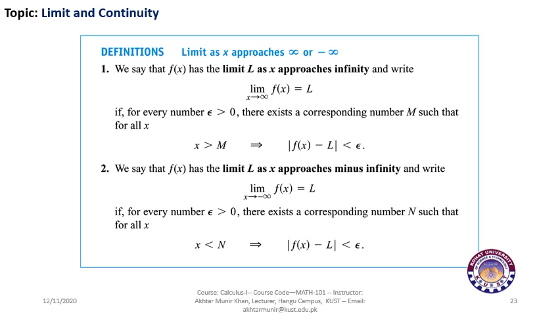Similarly, we say that f of x has the limit L as x approaches minus infinity, and we write limit x approaches minus infinity f of x equals L, if for every epsilon strictly greater than 0, there exists a corresponding number N such that for all x strictly less than this capital N, we have that the absolute value of f of x minus L is strictly less than epsilon. We will give a geometric interpretation to these two definitions.